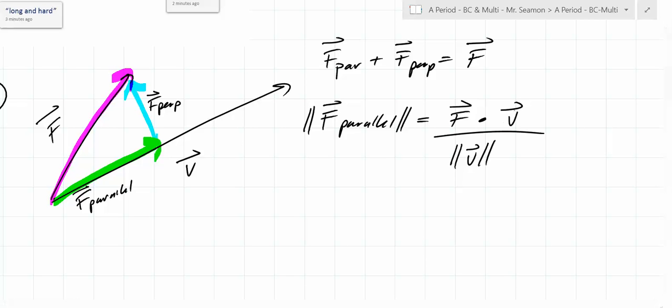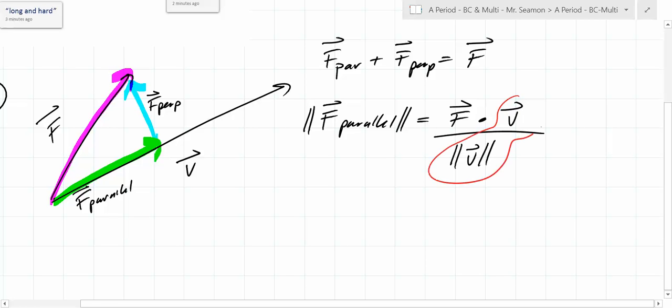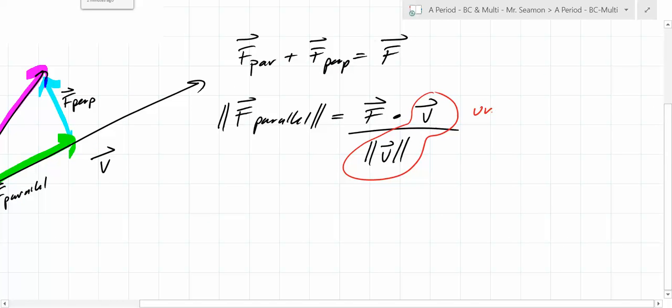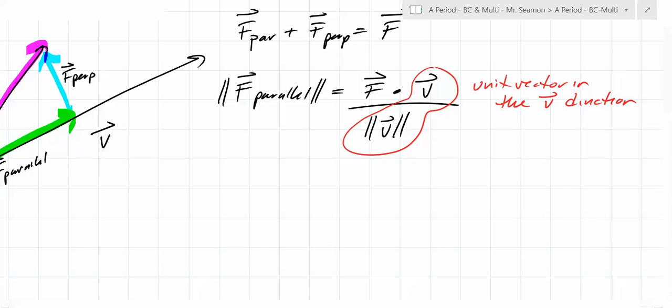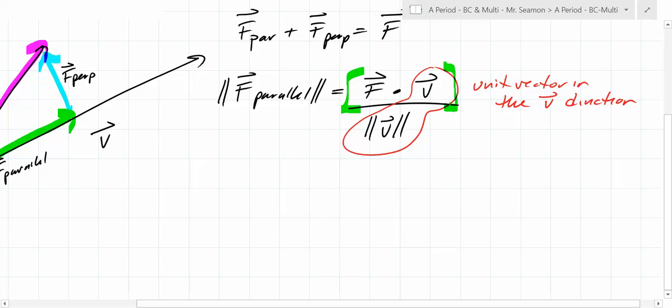Because what is this right here? Can someone just tell me what this is right here? That is the unit vector in the V direction, right? The dot, and you basically divide both sides by this top thing right here. Dot product gives you what? Does that give you a scalar or a vector? Scalar. Gives you a scalar, right? So you just find it and then you divide at the end.